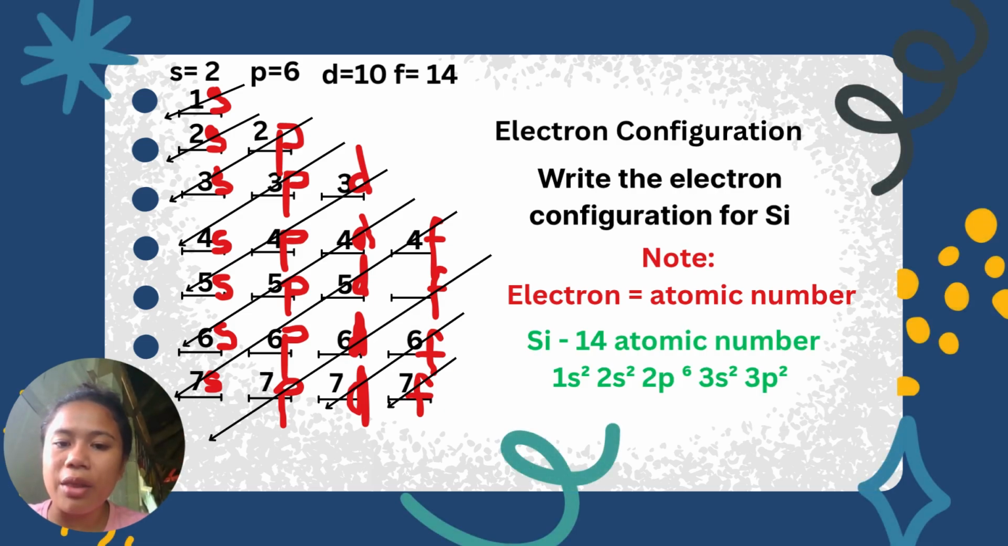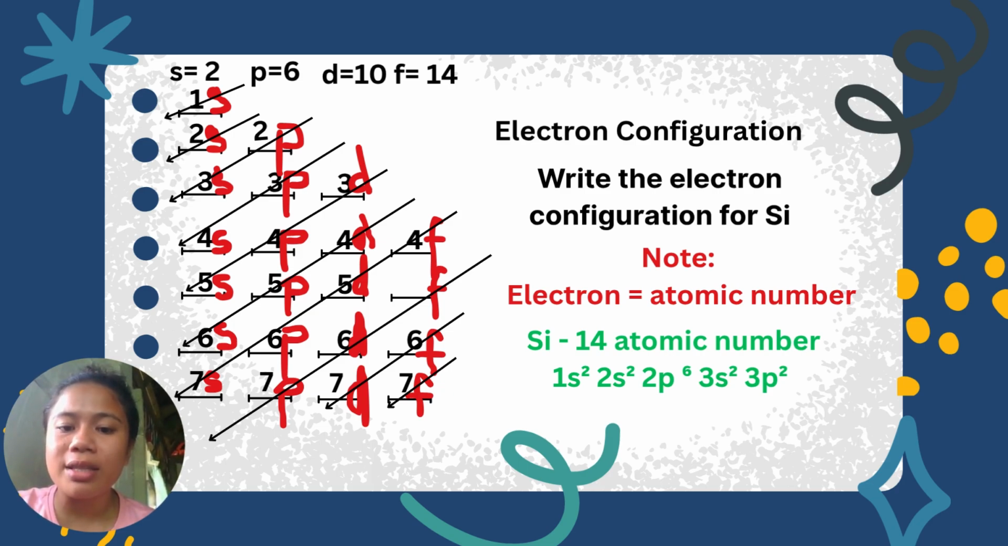Now let's have another example. Let's write the electron configuration for silicon, and let's always remember that the number of electrons is the atomic number. So please check the atomic number of silicon in your periodic table, and as you can see, silicon has atomic number 14. So let's stop when the sum of the exponents is 14. Let's start with 1s2.